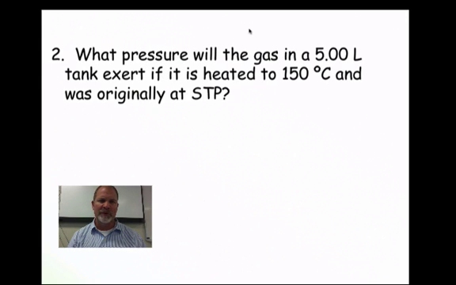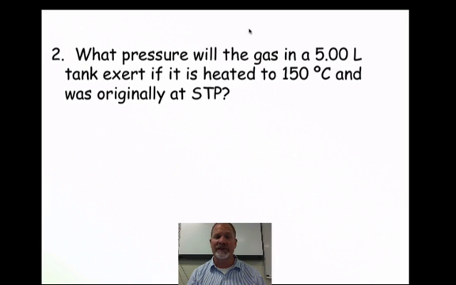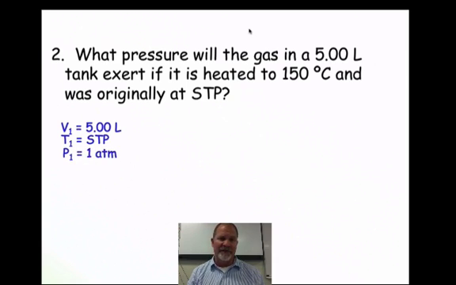The next problem says what pressure would the gas in a 5-liter tank exert if it is heated to 150 degrees Celsius. It was originally at STP. So again, I know my original volume. I know my temperature at STP, and I know my pressure was originally at STP. I just put 1 atm right away. So I have no unit for pressure right now, and 1's the easy number to work with. I do know that my final temperature was 150 degrees Celsius, and I'm asking you what the pressure would be, so I know my P2.